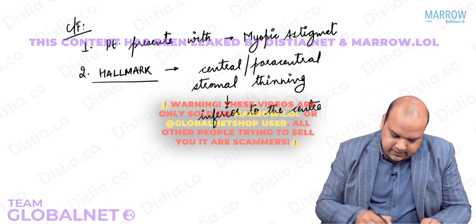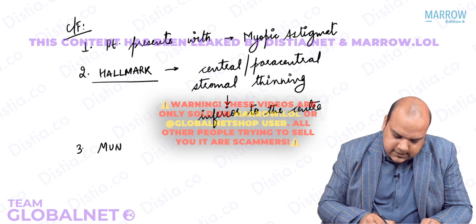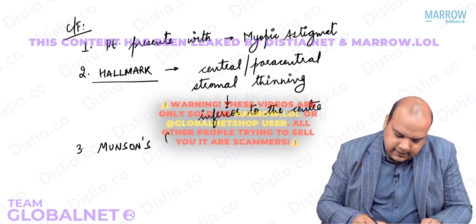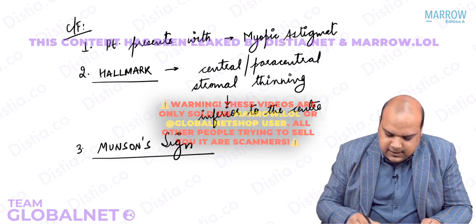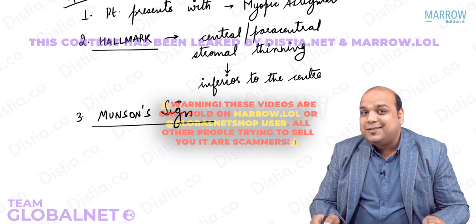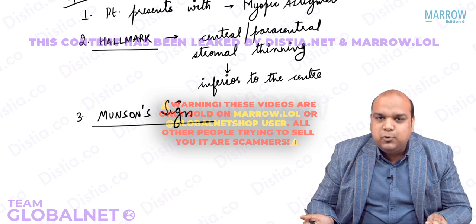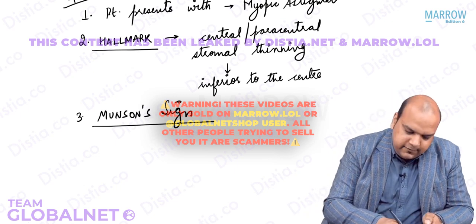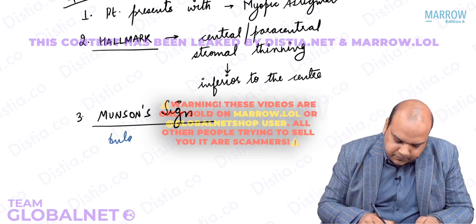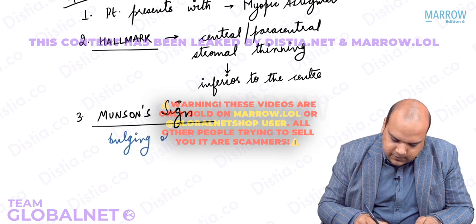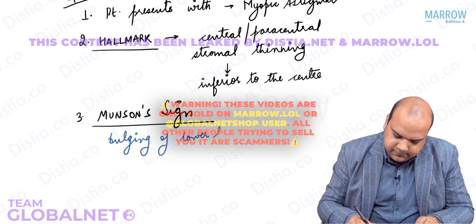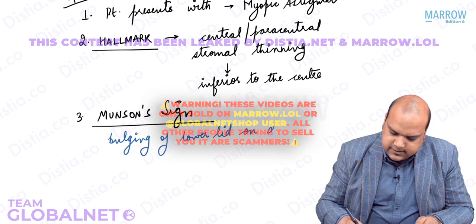Done? Thirdly, the diagnostic sign I can say on torchlight, which a lot of you may have seen or examined in your clinical postings, everybody. See, the word is clinical. This is a case. You have to examine it. Munson's sign. What is Munson's sign, everybody? If I ask you, this is bulging of lower lid on down gaze.